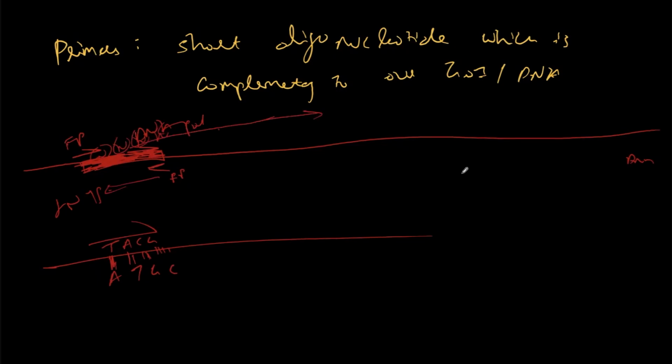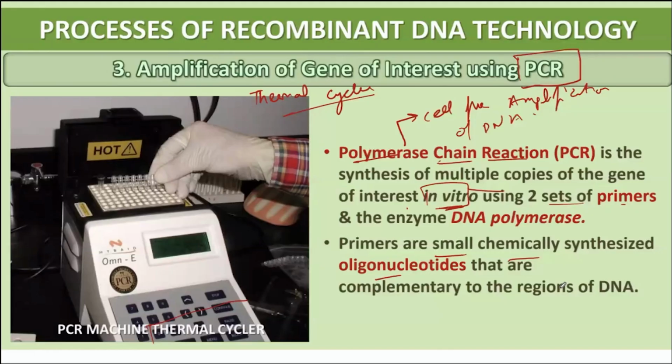So that's the thing. For PCR, we just need the template, that is our DNA. We need primers. We need Taq polymerase. So we have understood that polymerase chain reaction, or PCR, is the synthesis of multiple copies of the gene of interest in vitro using two sets of primers. So we use only one pair of primers and then DNA polymerase. So primers, DNA polymerase, and dNTPs are the ones that are used in the PCR reaction. Now, primers are basically small chemically synthesized oligonucleotides that are complementary to a region of the DNA.